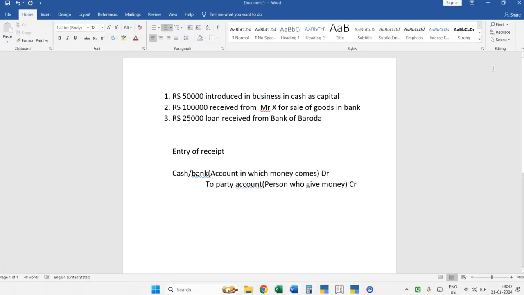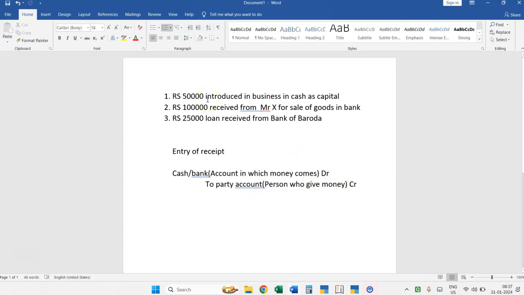So by default, in the receipt entry, the account in which money is coming in will be debited, and the person who is giving you the money will be credited. So I am again repeating that the account in which money is coming in will be debited, and the person who is giving the money will be credited.